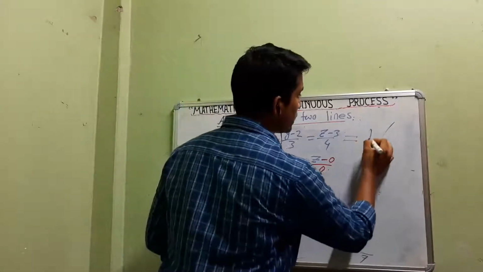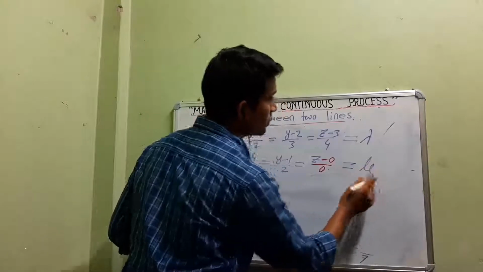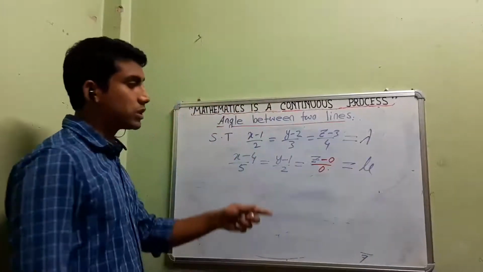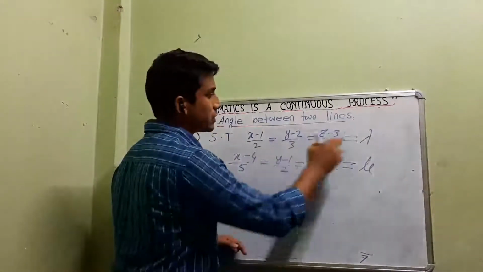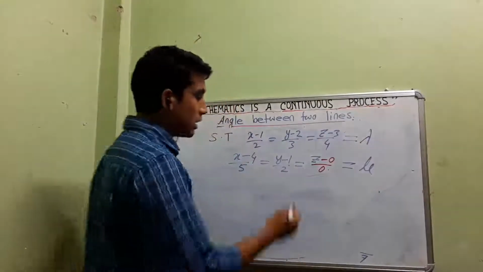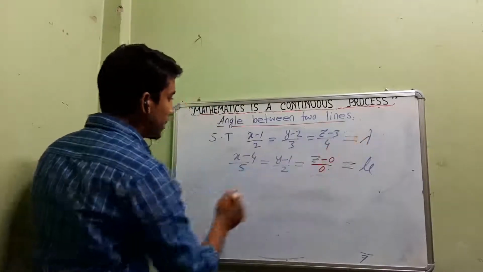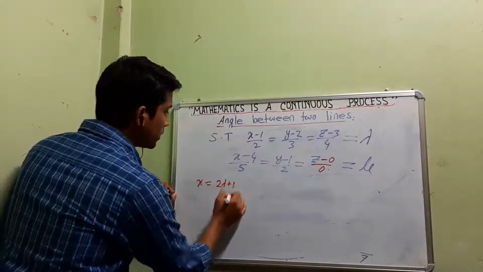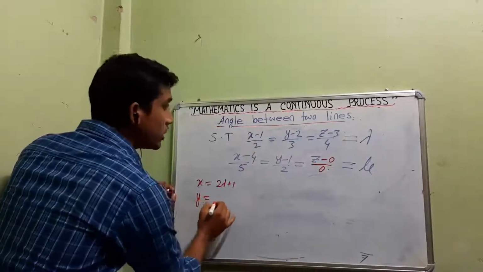Equal to some constant lambda, and the second straight line you take some constant mu. See the process carefully. Whatever the straight lines are given, we are checking whether they are intersecting or not. So the first straight line I have taken equal to some lambda, and the second equation I have taken equal to mu. Now from the first equation, if I take the first fraction equal to lambda, the value of x will be 2 lambda plus 1, no? Yes. If I take the second fraction equal to lambda, so y equal to 3 lambda.